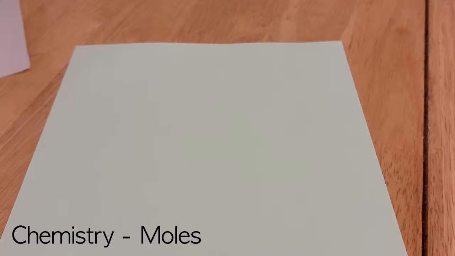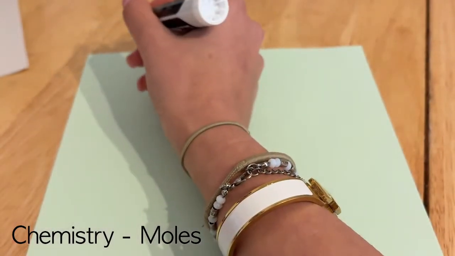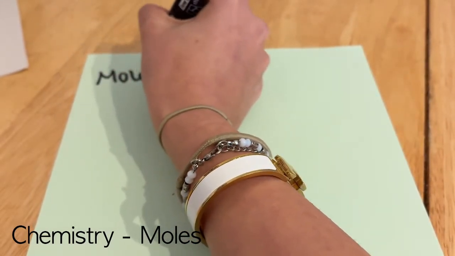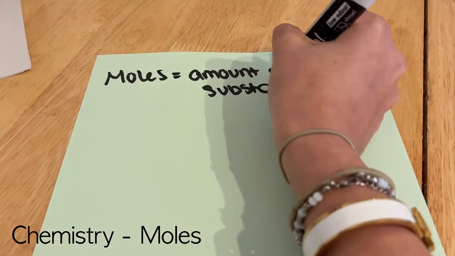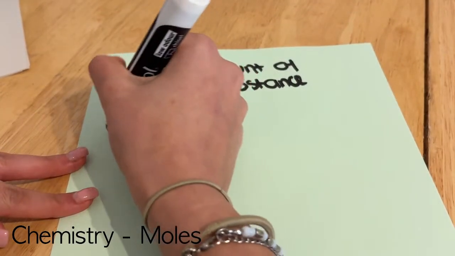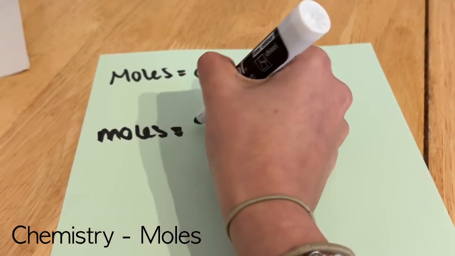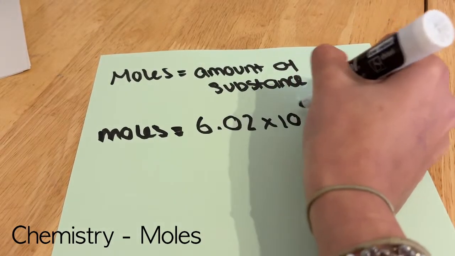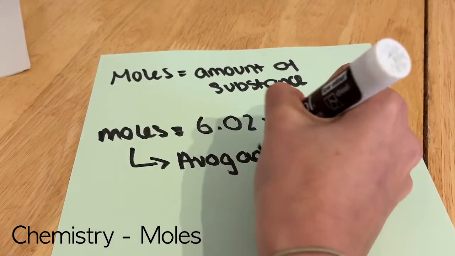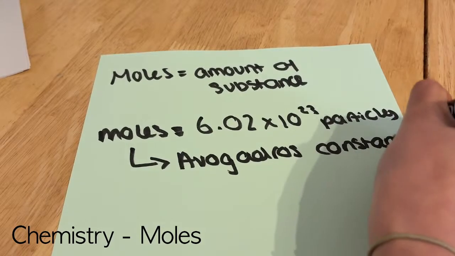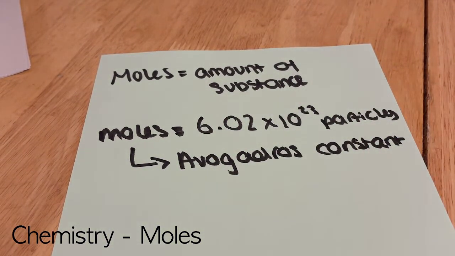Great, so what is moles? Moles is just amounts of a substance. That's all it describes. It's also a way to measure how many particles. So one mole is equal to 6.02 times 10 to the 23 particles, and this is Avogadro's constant. All it states is that in each mole there are 6.02 times 10 to the 23 particles.